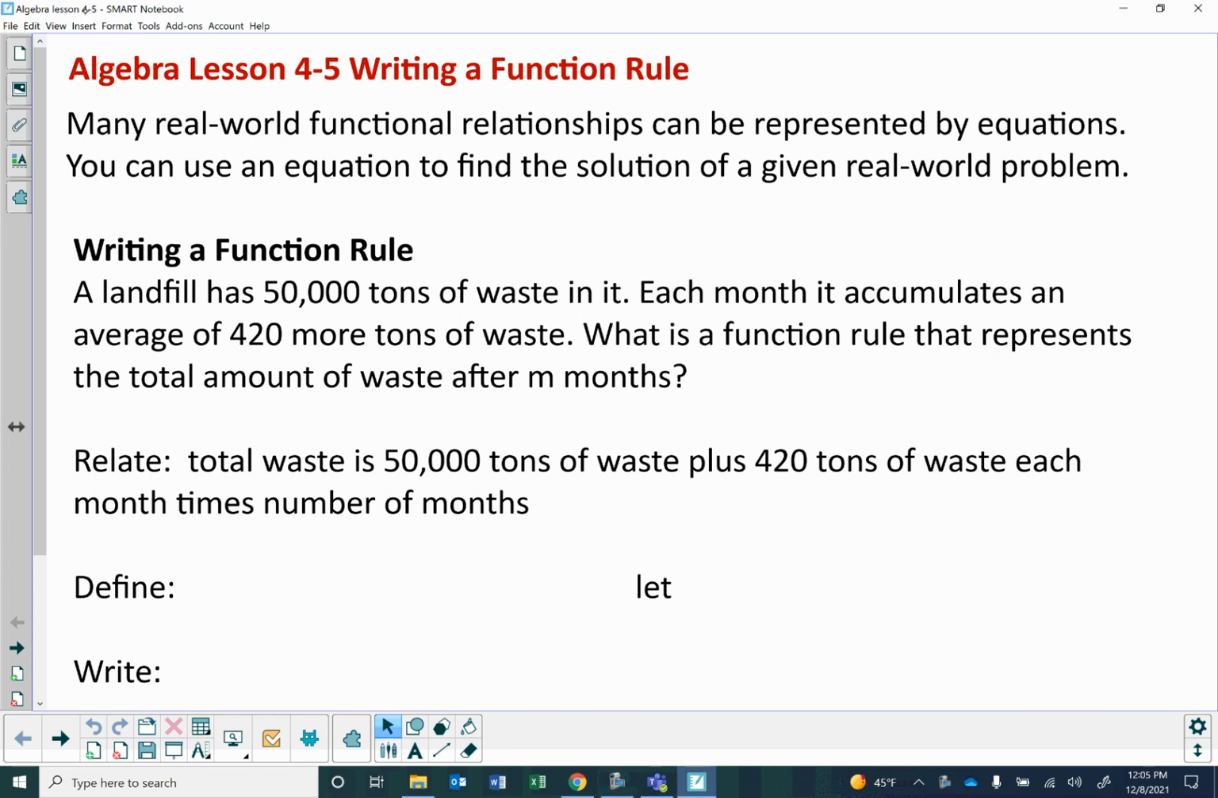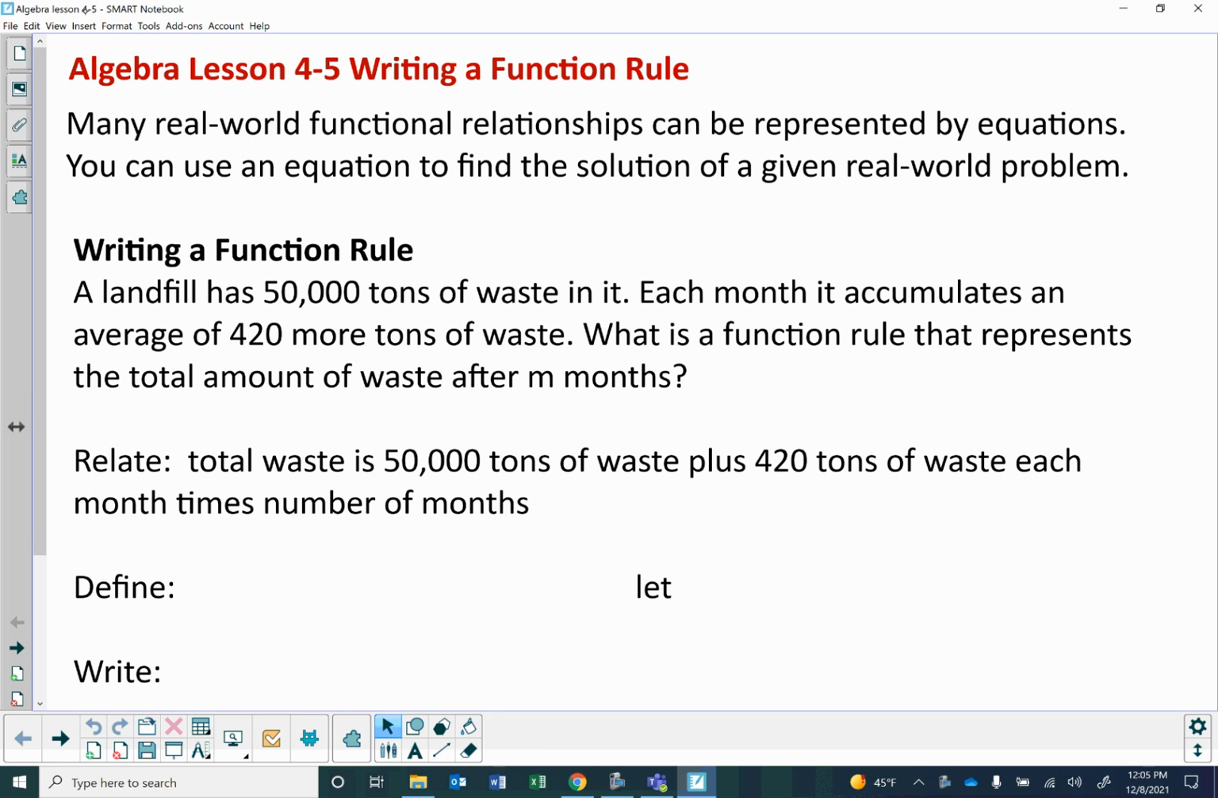This is Algebra Lesson 4-5, writing a function rule. Many real-world functional relationships can be represented by equations. You can use an equation to find the solution of a given real-world problem. So today we're going to look at real-world problems and writing function rules for those so that you could solve them if asked for a different value than the one you started with.